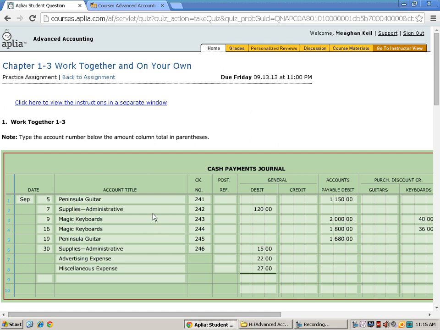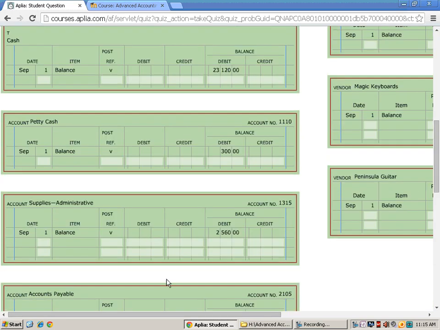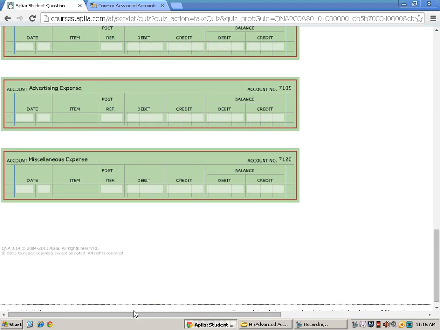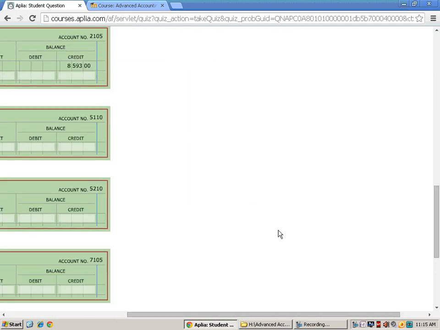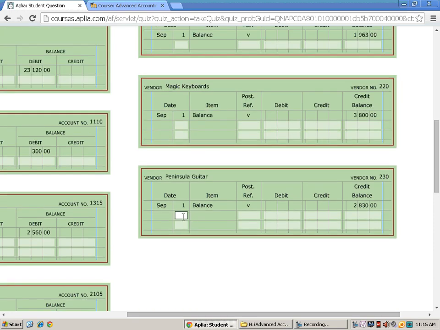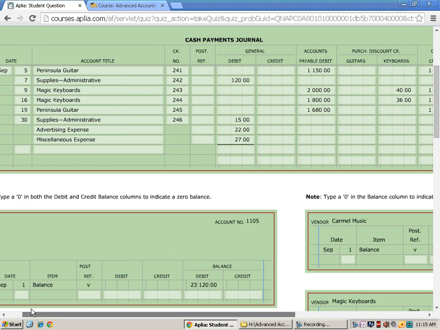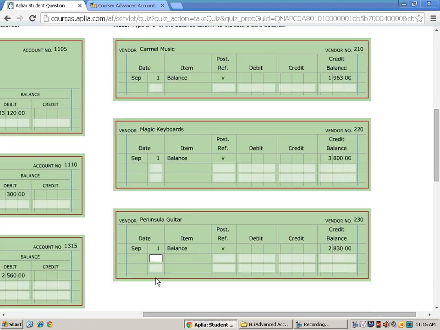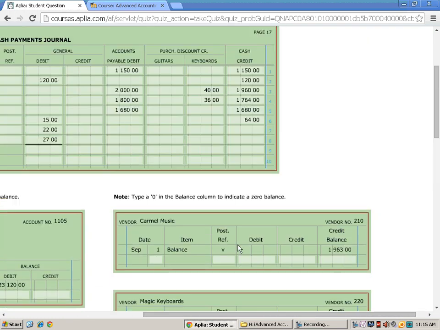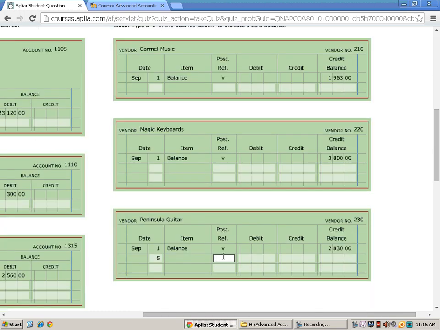Okay, so we'll just go in order. Let's start with Peninsula Guitar. All right. So there's no drop-down arrows here. They're just listed out for us, which is a little bit easier. So our vendor, Peninsula Guitar, accounts payable debit is $1,150. All right, so our date, of course I forgot to look at the date, was September 5th. So we got the 5th. It's coming from Cash Payments Journal, page 17. So it's going to be CP 17.